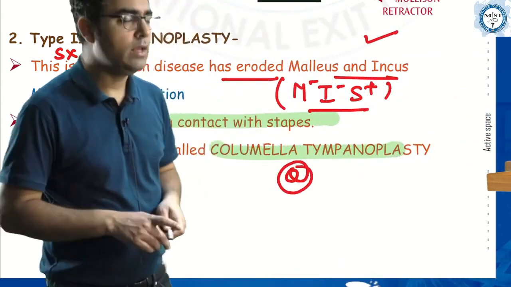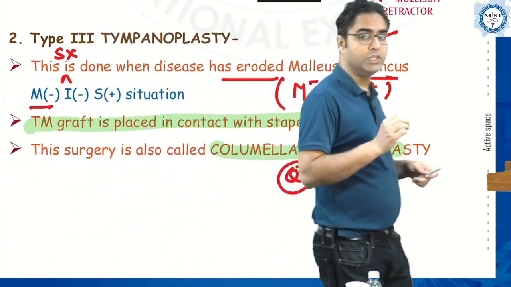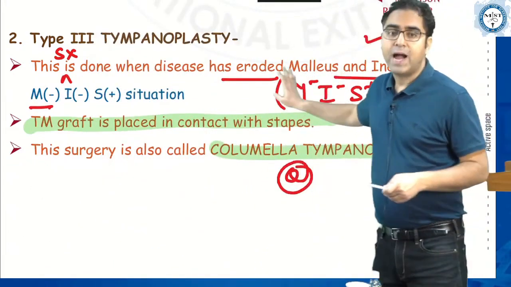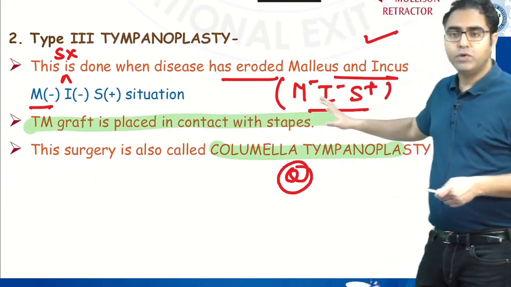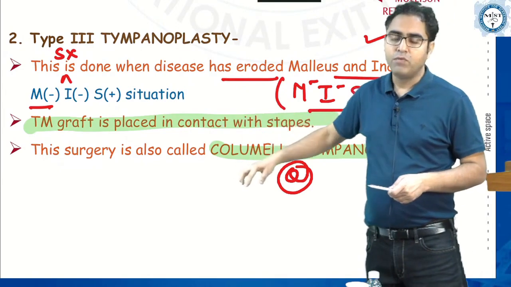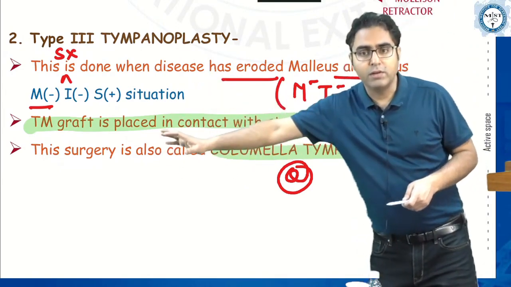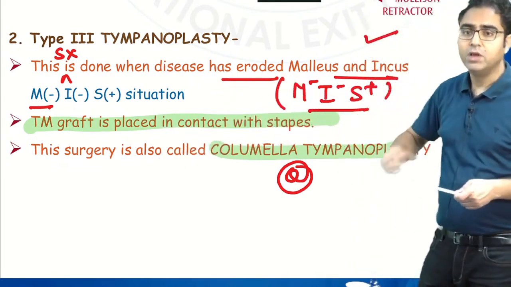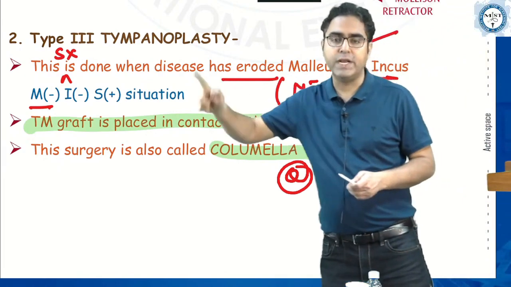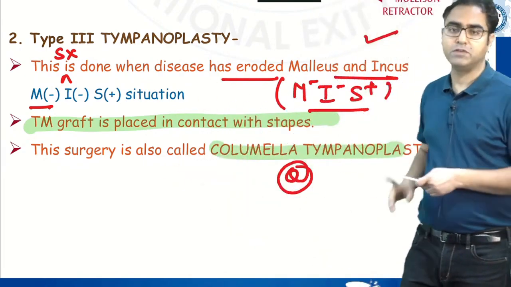Once again revise with me. What is type 3 tympanoplasty surgery? It is done in which situation? M minus, I minus, S plus situation, means only the stapes is left. In this case, we do the tympanic membrane surgery. We put a graft of the tympanic membrane in such a way that you touch the graft in contact with the stapes. Why? So that continuity of sound transmission is maintained. This surgery is also called columellar tympanoplasty.